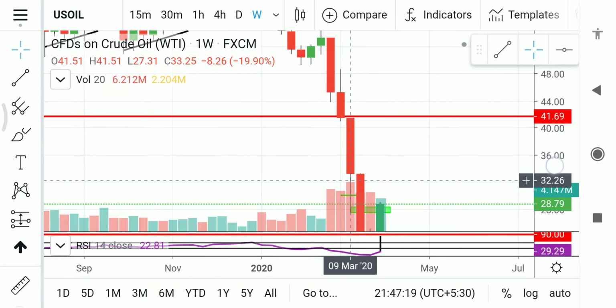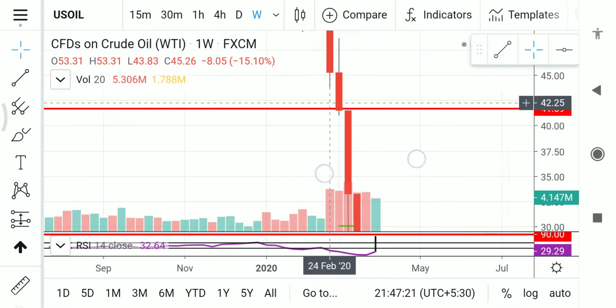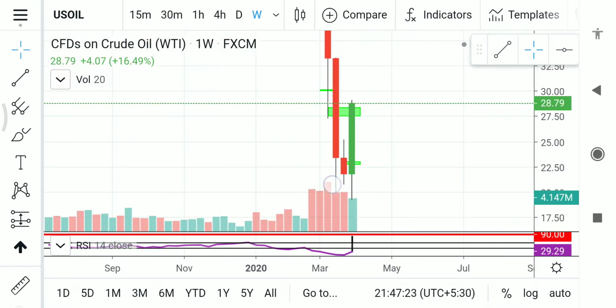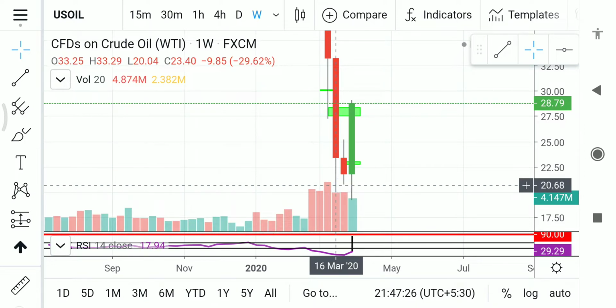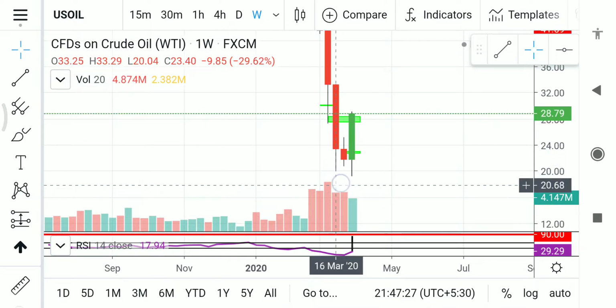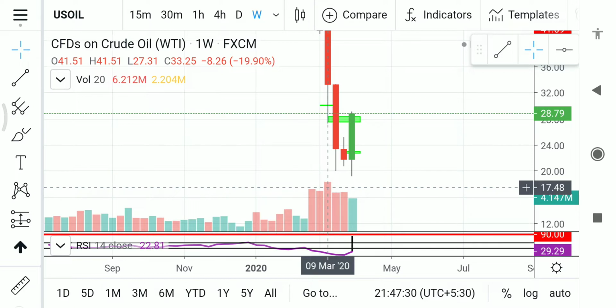The trend continued. We'll check for the next week too. See here, it broke the previous week low, that is 9th of March. That week low somewhere around 27.31. That low has been broken and the market made a fall.